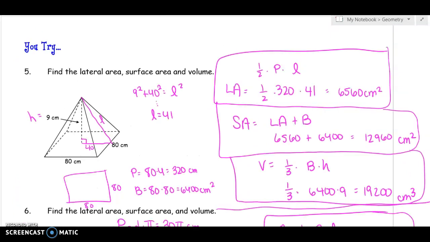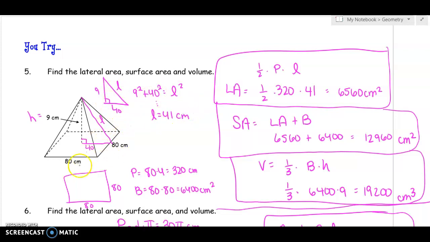Okay, so going through number 5, what I did here was I needed to find the slant height. So I drew in the slant height here. I created a right triangle. This bottom piece will be half of 80, so 40, 9 and L. All right, you can draw it separately if you need to. So 9 squared plus 40 squared equals L squared. The slant height's going to be 41 centimeters.